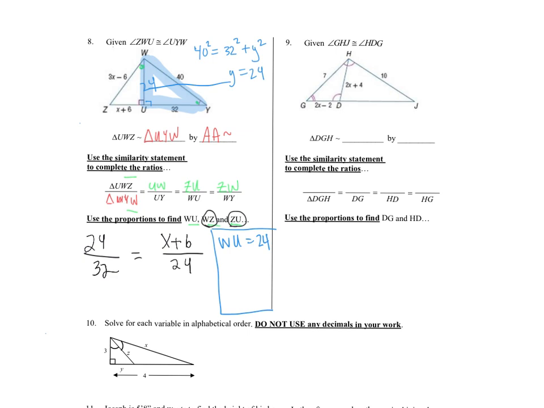And when I solve that, cross multiply and set up that equation, that's going to give me x equals 12. So that means that when I look at WZ, that is 3 times 12, 36, minus 6, that's going to give me a 30. And x plus 6, 12 plus 6, that's going to give me an 18.